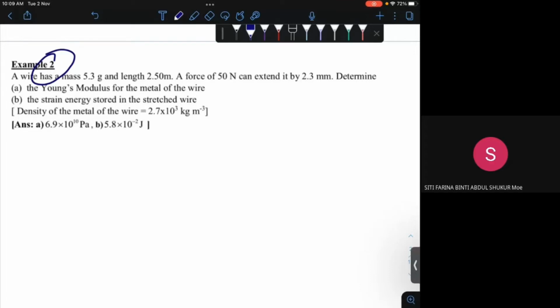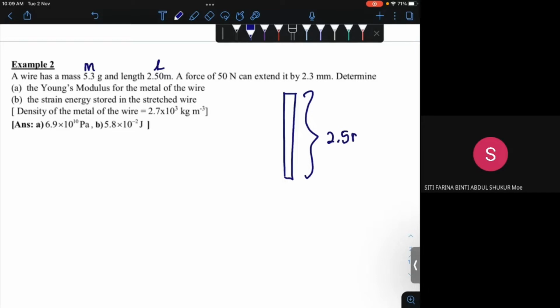Okay, so example 2 here, apa yang kita ada dekat sini adalah a wire has a mass of, so ini mass dia, and length of 2.5, ini length, so ini wire dia lah kan. So this is the length 2.5 meter dan dia ada mass sebanyak 5.3 gram. Okay, a force of 50 Newton can extend it by 2.3 millimeter.